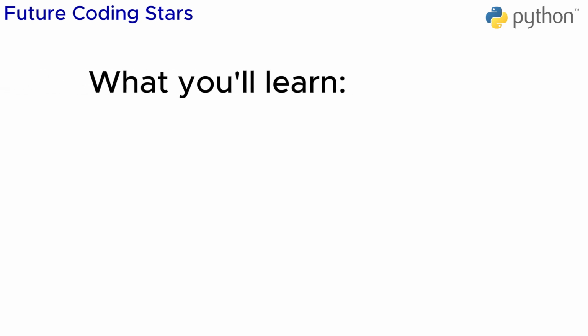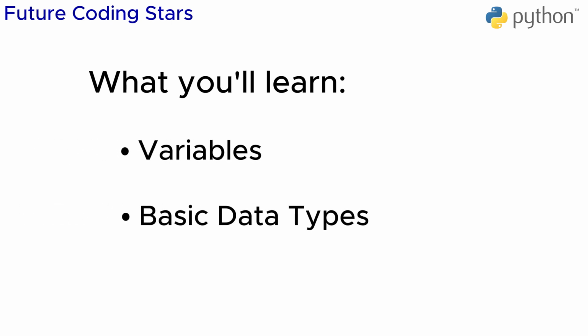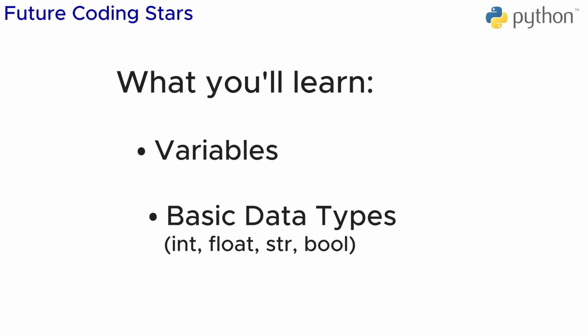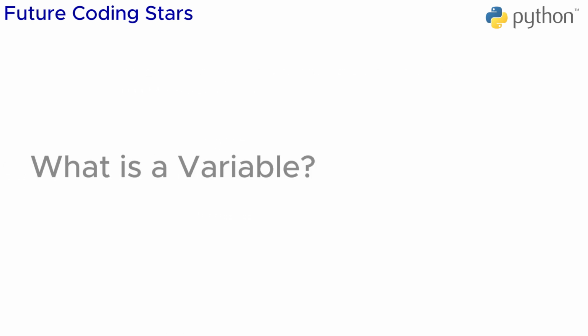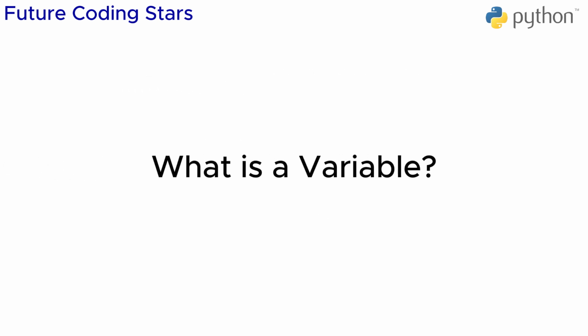So in this video, you'll learn the absolute basics: what variables are and how we create them, and the most common types of data you'll use all the time in Python: numbers, text, and true-false values. Why does this matter? Because everything you build in Python, from simple scripts to complex applications, uses variables and data types. They are the fundamental building blocks. So let's get started.